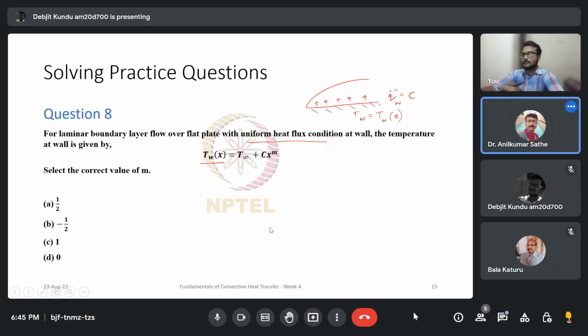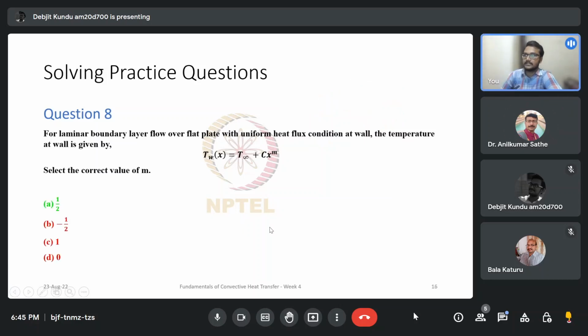If you look at the answer, it is half. So this is what basically happens. This can be found out two ways. If we assume uniform heat flux condition, then by solving it, ultimately T wall of x comes of the form T infinity plus C into under root x. This is one way we land over here.